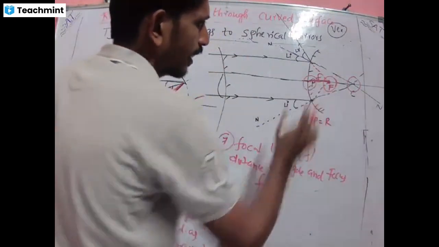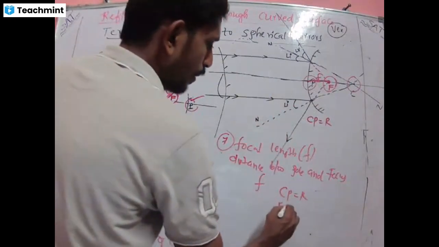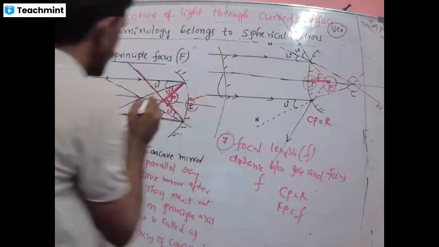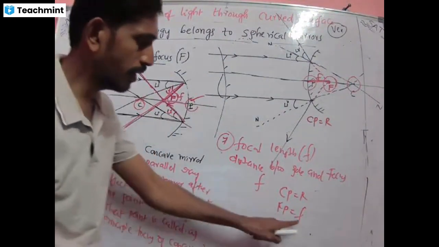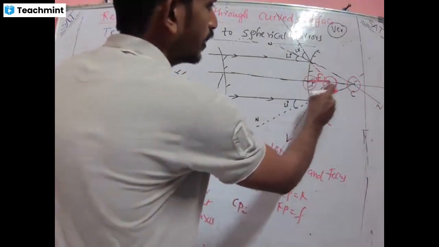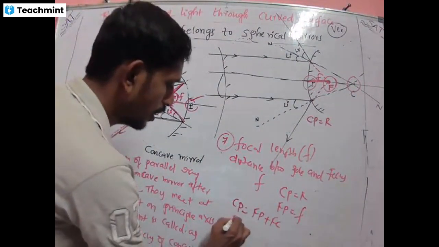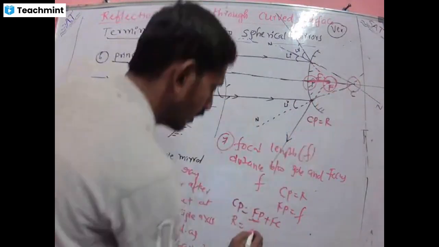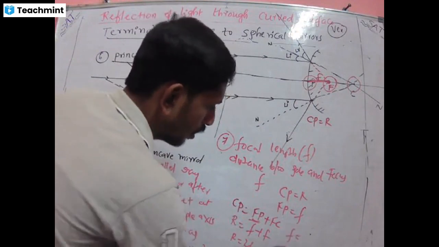In this diagram, CP is equal to R and FP is the focal length, small f. So FP is equal to f and CP is equal to R. I can write CP is equal to FP plus FC. CP is R, FP is f, and FC is also f. So f plus f is 2f. So R is equal to 2f, then f is equal to R by 2.